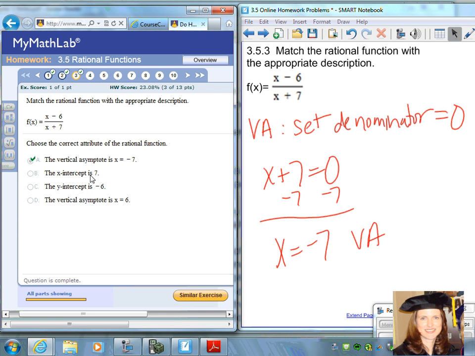Fantastic. Now the x-intercept is not 7. The way you find the x-intercept, you set the whole thing equal to 0, and that's not going to give you 7 for x. It doesn't have a y-intercept at -6. The way you find the y-intercept is plug 0 in for x, and you get -6/7. And it doesn't have a vertical asymptote at 6.